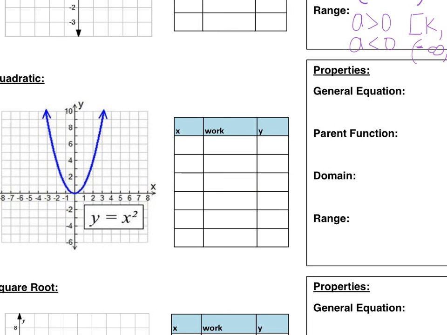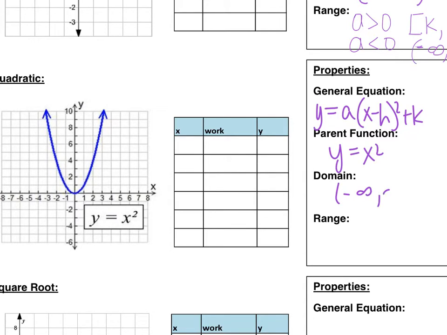The next graph we're going to look at is the quadratic. And that's very similar to the absolute value. It's just that it is now a parabola shape, which is the U shape. And instead of having the absolute value bars in the function, it's going to have being squared. So y equals a times (x minus h) squared plus k. Okay. And then the parent function is y equals x squared.